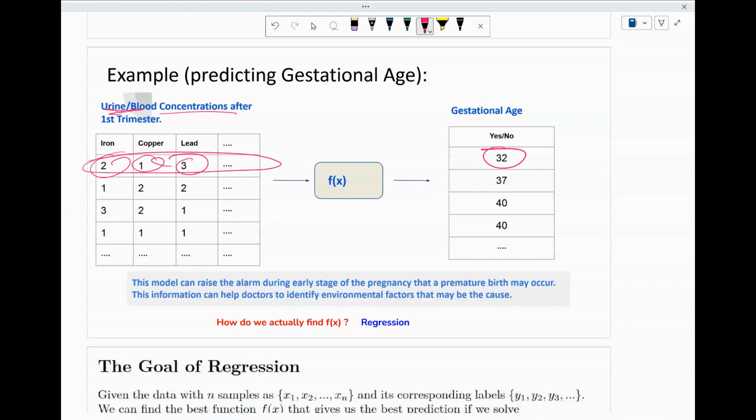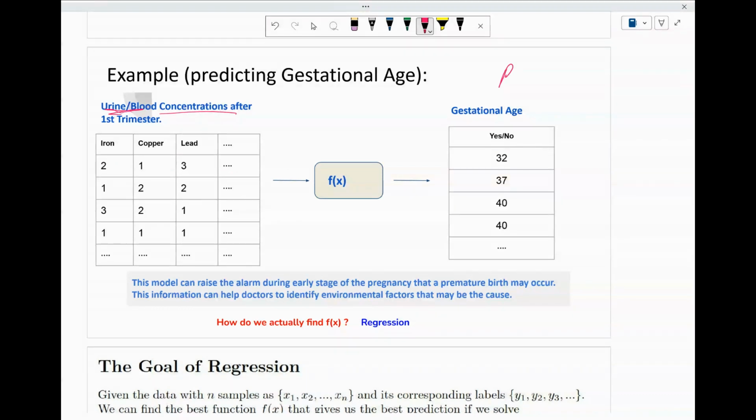And so I think you want the baby to come between 37 and 40 weeks. So that's the ideal case. However, there are premature cases where the baby comes too early or too late, and that could cause life-threatening danger to the baby and to the mother.